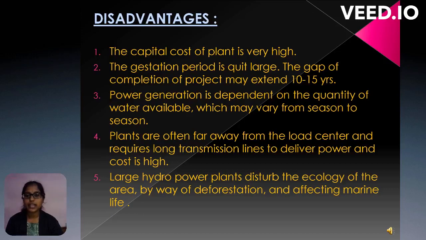Disadvantages of hydroelectric power plants: the capital cost of the plant is very high, the gestation period is quite large, and the time to completion of projects may extend to 10 to 15 years. Power generation is dependent on the quantity of water available, which may vary from season to season. Plants are often far from the load centers and require long transmission lines to deliver the power, and the cost is very high due to the long transmission lines.